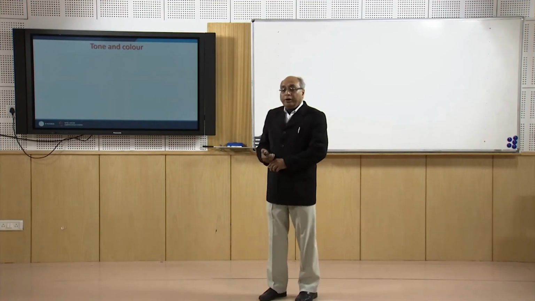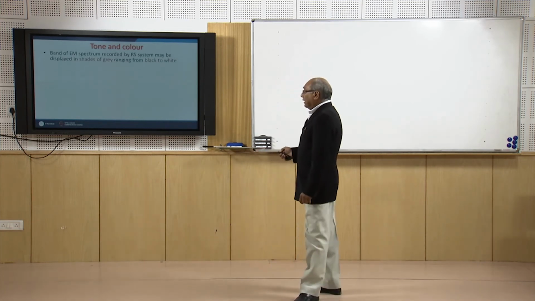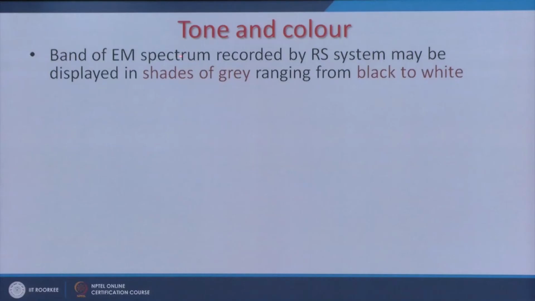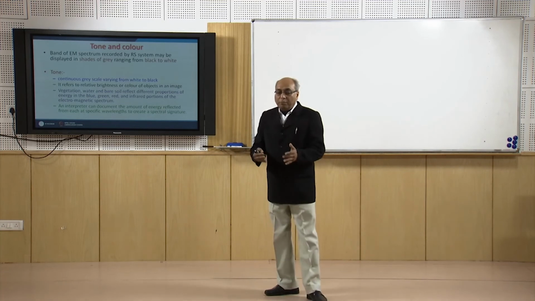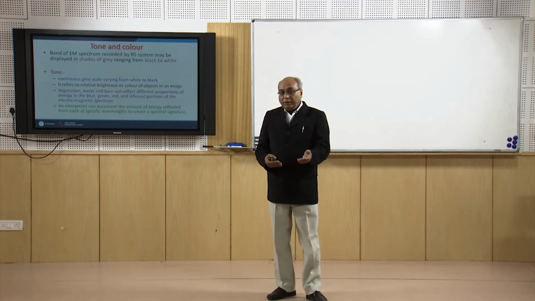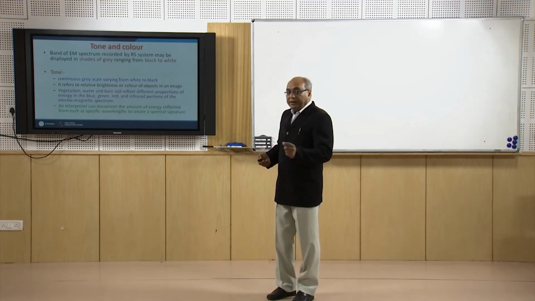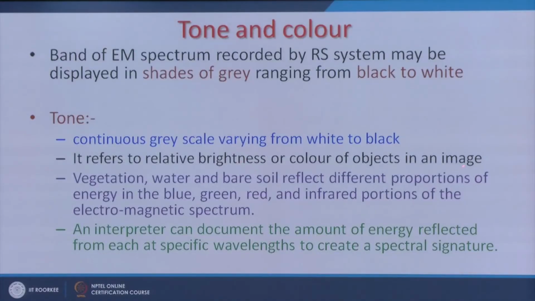Another few more keys of image interpretation, an important one, is tone and color. The different parts of the EM spectrum are used to create different bands, and the remote sensing system records them displayed in shades of grey ranging from black to white. When you combine 3 channels using the additive color scheme, you create color images. Otherwise you will see grey shades, and there the tone plays an important role. A continuous grayscale varying from white to black refers to the relative brightness or color of the object.